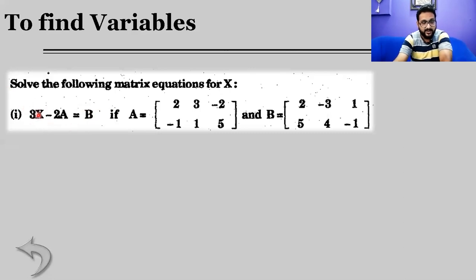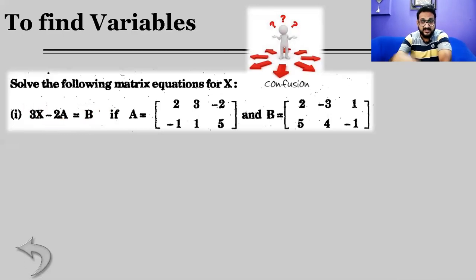First simplify the equation. What is the equation telling you? On the next step, many students have confusion about how to simplify the equation here. Do you have a confusion? No. Okay. You are very hardworking people. No confusion, great.